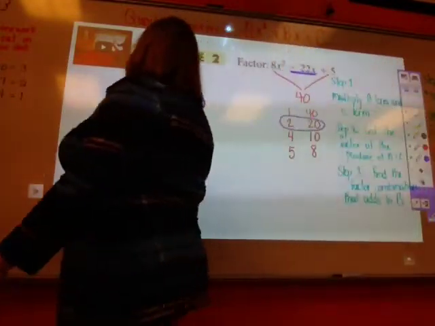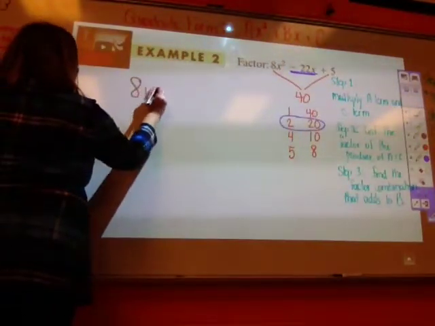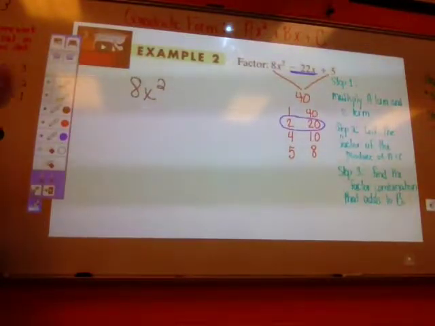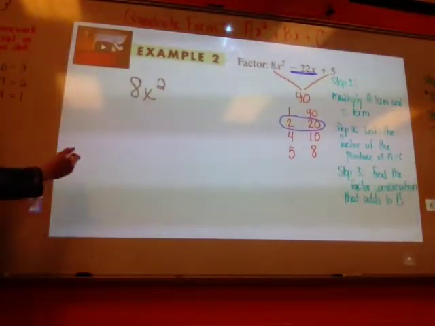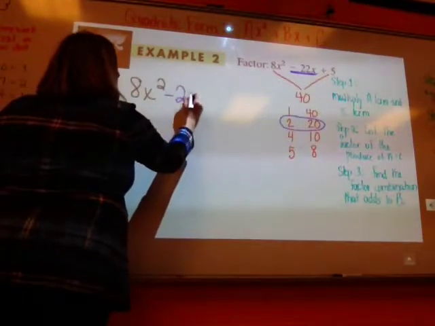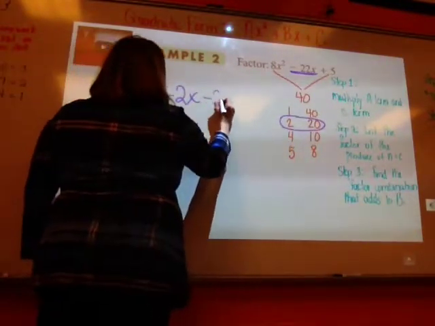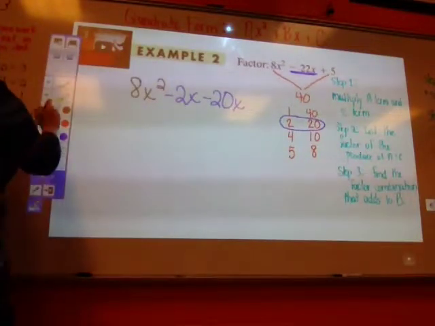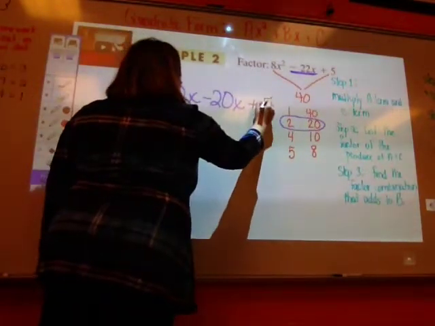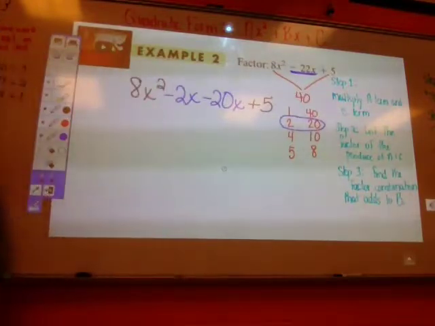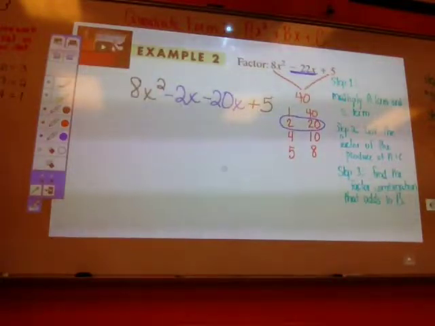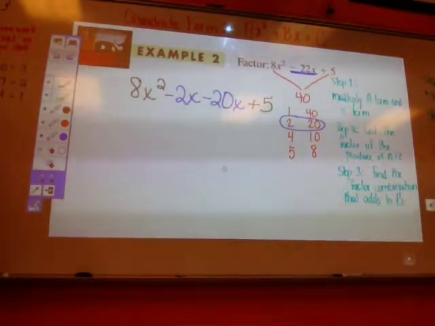So this time when I split it, I'm going to make it 8x squared. But instead of doing plus 2 and plus 20, I'm going to do what? Minus 2x and minus 20x. And then I'm going to keep my plus 5, because a negative times a negative makes a positive 5. Does that make sense? Is it 5? Yeah, it's 5. Okay. So far, so good?